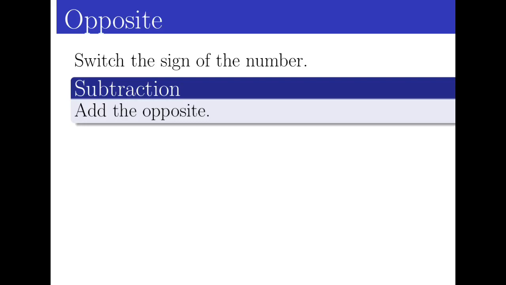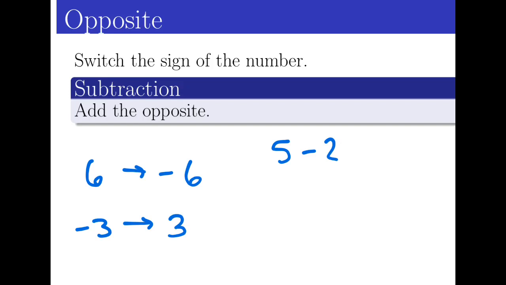So here we're going to define a couple terms. So the first is the opposite. If we're talking about the opposite of a number, that just means that we're switching the sign. So what's the opposite of a positive 6? A negative 6. What's the opposite of a negative 3? A positive 3. And so this is actually how we define subtraction. Subtraction is defined to be adding the opposite. So if I want to do 5 minus 2, that's defined to be 5 plus the opposite of 2.